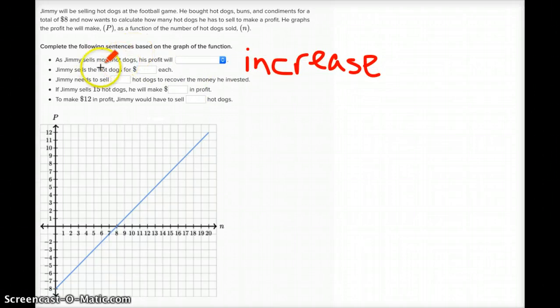And so Jimmy sells the hot dogs for how many dollars each? Well, if we look at any 2 points on the graph, say from 8 to 9, it only goes up by 1. Or we could look at it as y2. We need to look at the slope to determine this. So y2 minus y1 over x2 minus x1.